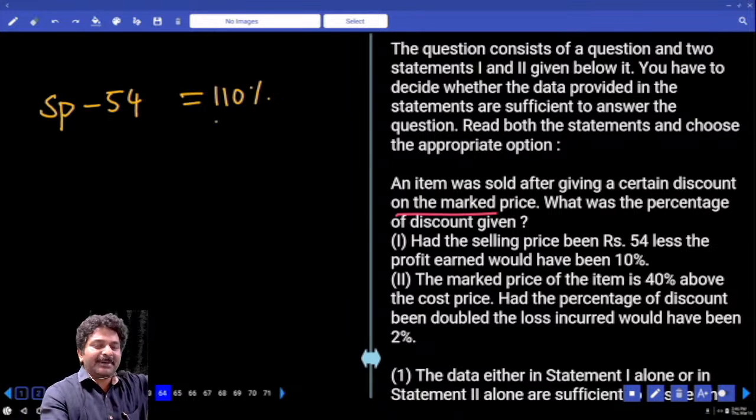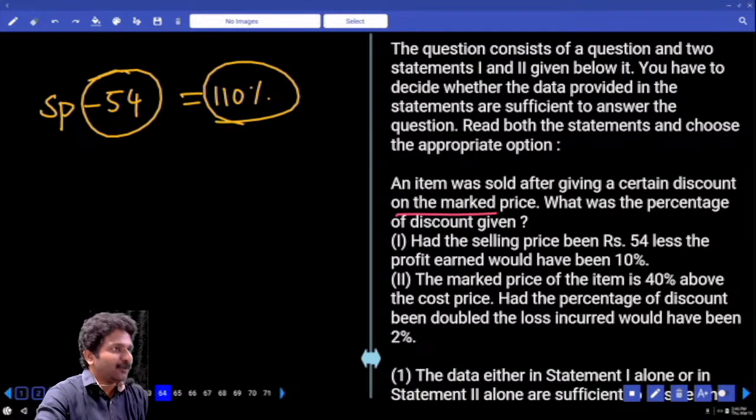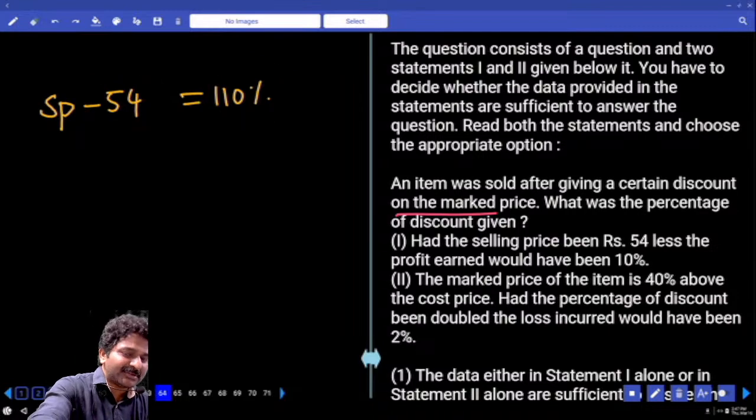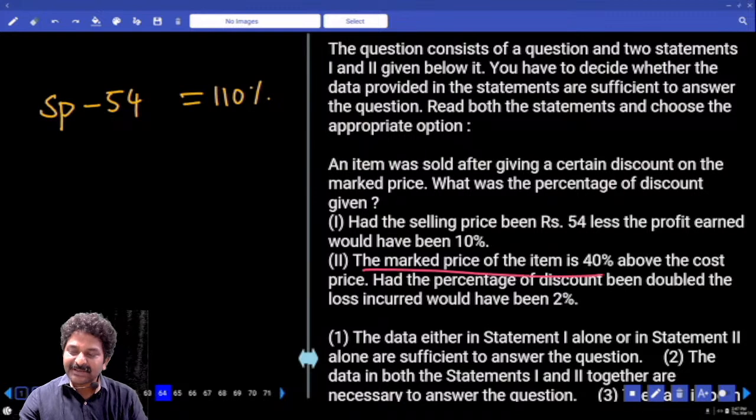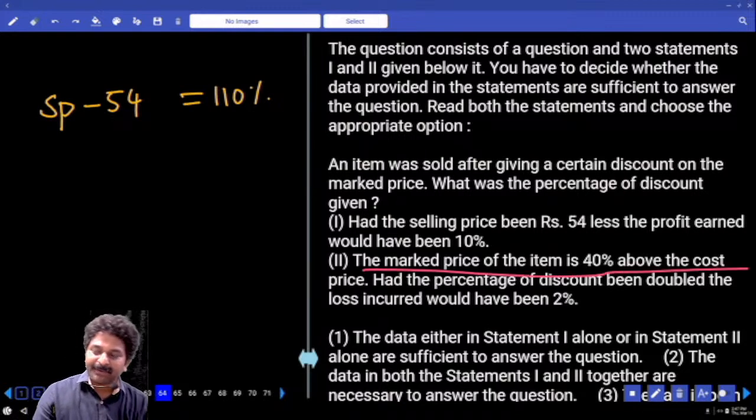One value is in percentage, the other value is in rupees. Can we calculate selling price? No way. Market price? Impossible. Selling price doesn't come, so where will the market price come from for us? Does it come? So can you get the answer by using this statement? No way. Next, the market price of the item is 40% above the cost price.